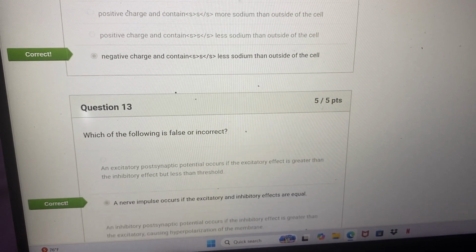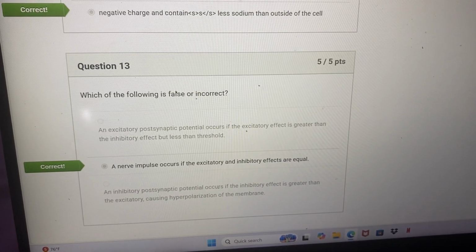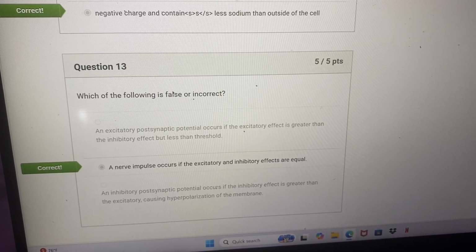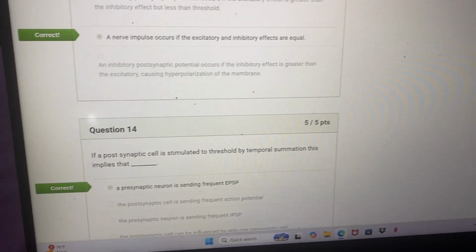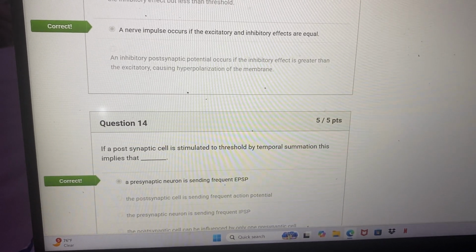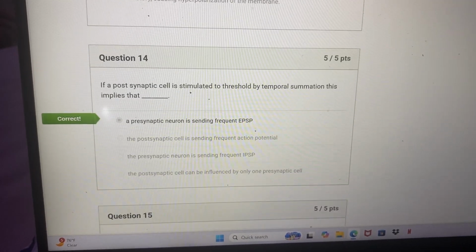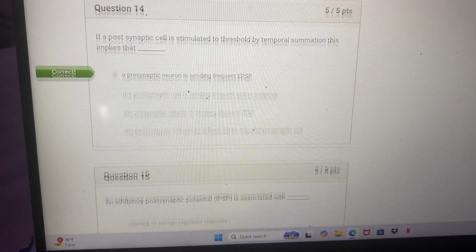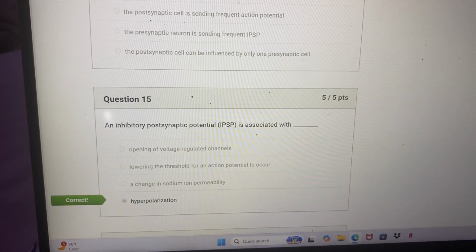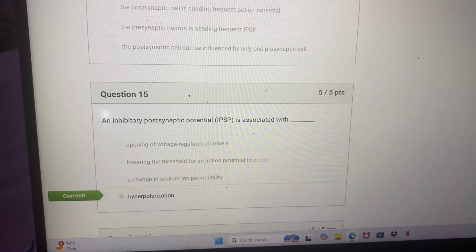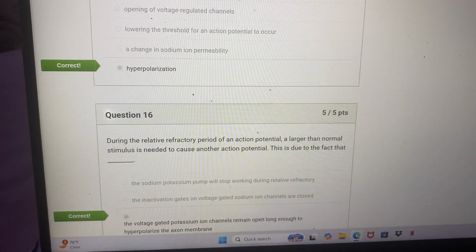Which of the following is false or incorrect? A nerve impulse occurs if the excitatory and inhibitory effects are equal. If a postsynaptic cell is stimulated to threshold by temporal summation, this implies that a presynaptic neuron is sending frequent EPSPs. Inhibitory postsynaptic potential, IPSP, is associated with hyperpolarization.